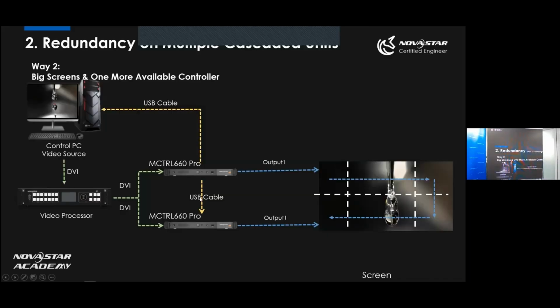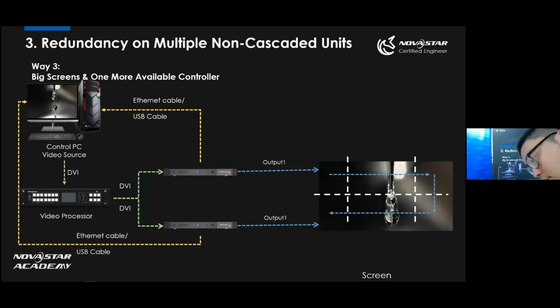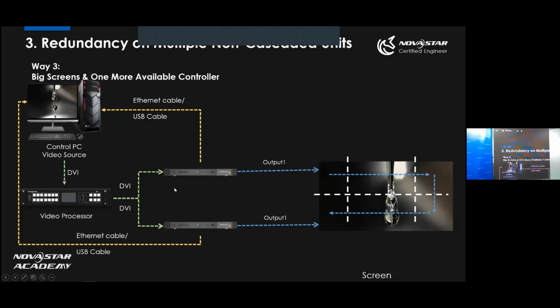So this is the second one. That is the last one. Now we will still use two devices. We will still use two sending cards, but we will use two USB cables to connect the control PC with the sending cards separately. So for this one, no cascading between the sending cards. So let's see how can we do the settings.